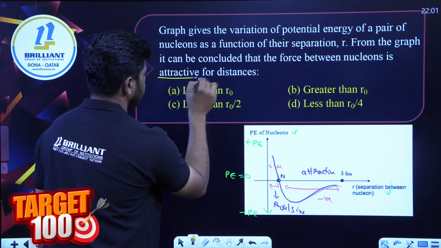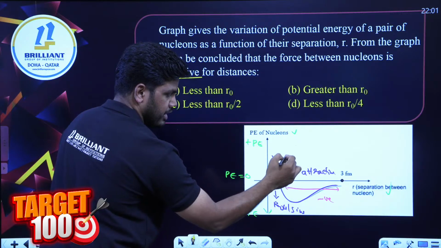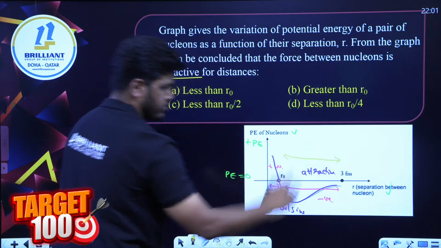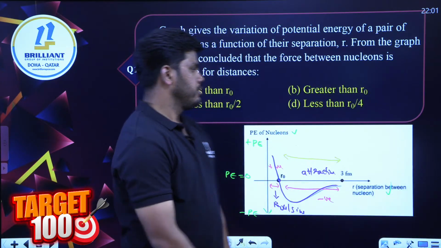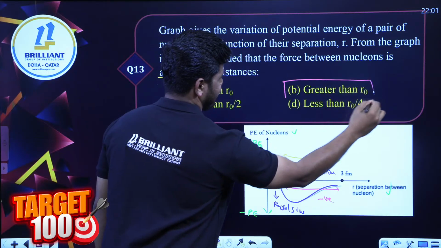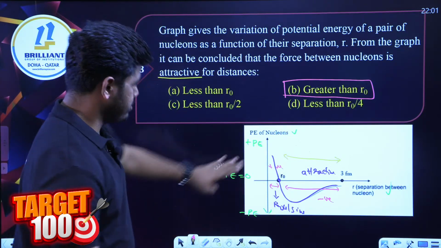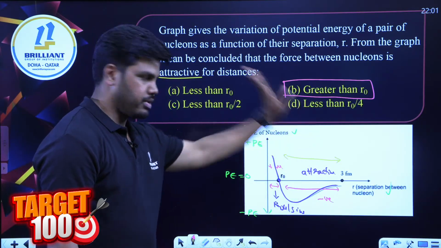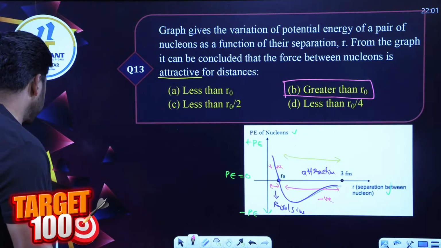So you are asked to find the range from the graph. Potential energy turns to be negative in this range, greater than R0, up to 3 FM till the end of the graph. So the right option here is greater than R0. Okay, many of you already answered that question. I was just running through the concept. Hope it is clear. Question number 13, it is option B.